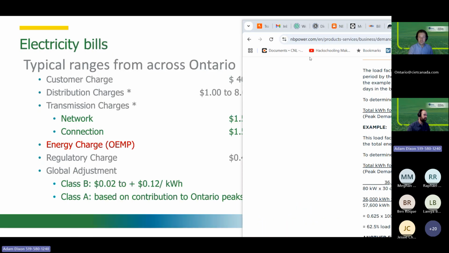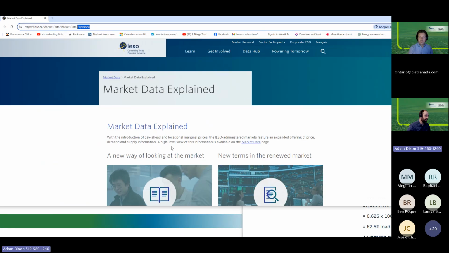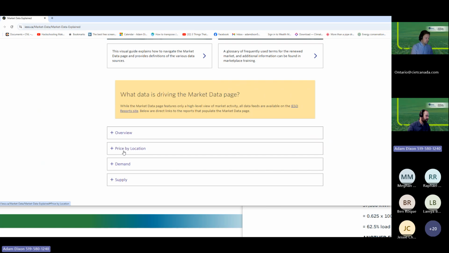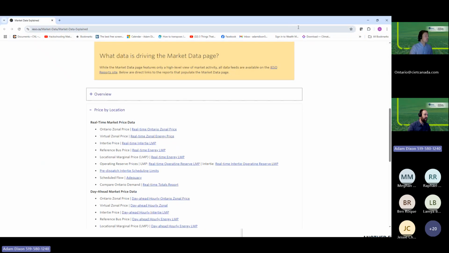So the main website here is, there we go. Market data explained. And there's some links in here to get the actual pricing by location data there. So there's Ontario, virtual zones, there's inertia pricing. There's a few different structures there. Have a look at that if you're wondering why you're paying what you're paying.